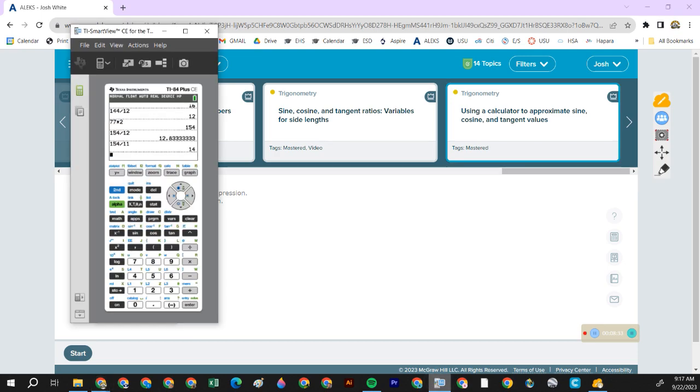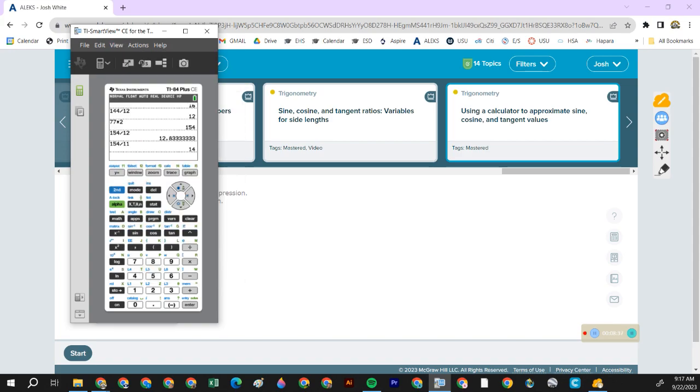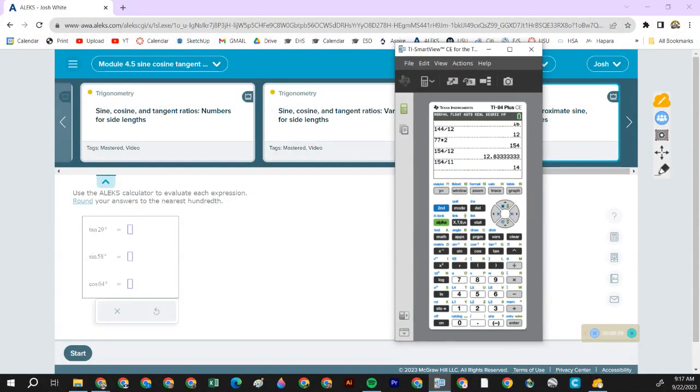I want to pull this up. There we go. So here it wants to know what is the tangent of 29. So all I have to do is type in the tangent of 29, and then I hit enter, but there are two ways to measure angles. One is degrees, and one is something you've never heard of called radians. So I need to make sure that my calculator is in degrees.